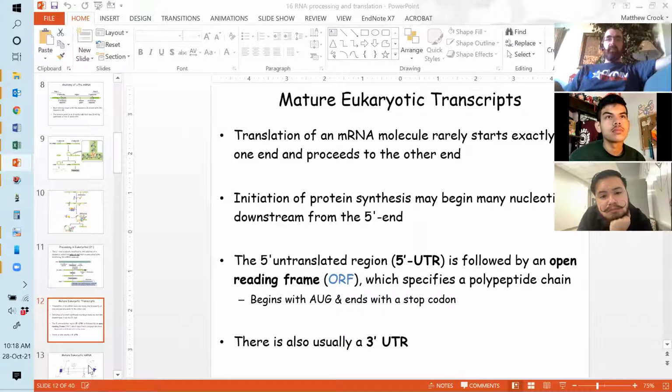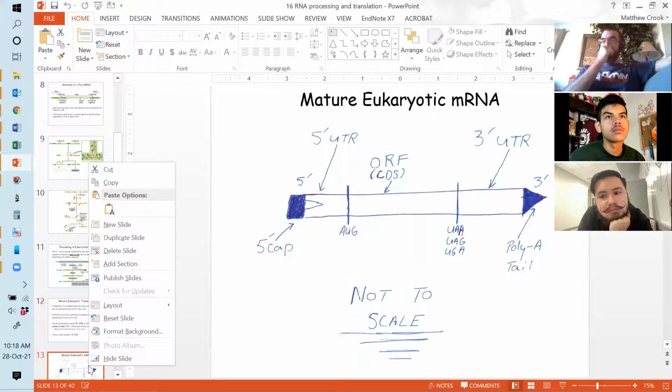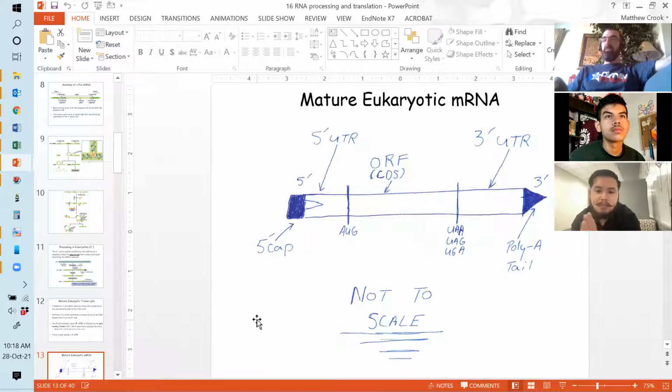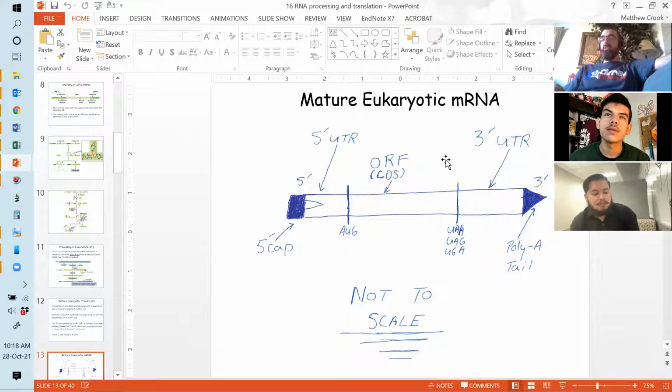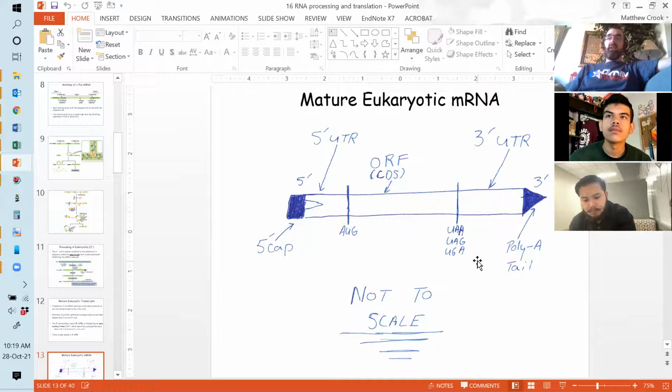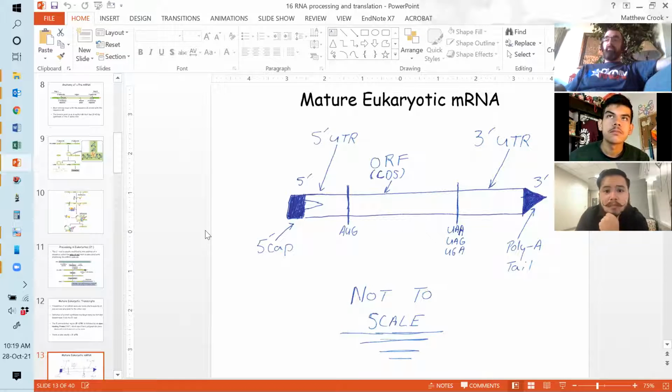All right. And that will look like this kind of chicken scratch drawing. I should actually get around to doing a more professional version at some point, but this will do. So this is basically what a mature eukaryotic mRNA transcript looks like. 5' cap, 5' UTR, coding sequence, start, stop codons, 3' UTR, poly A tail. This is now finished and can be exported to the cytoplasm where it will be translated. Ta-da.